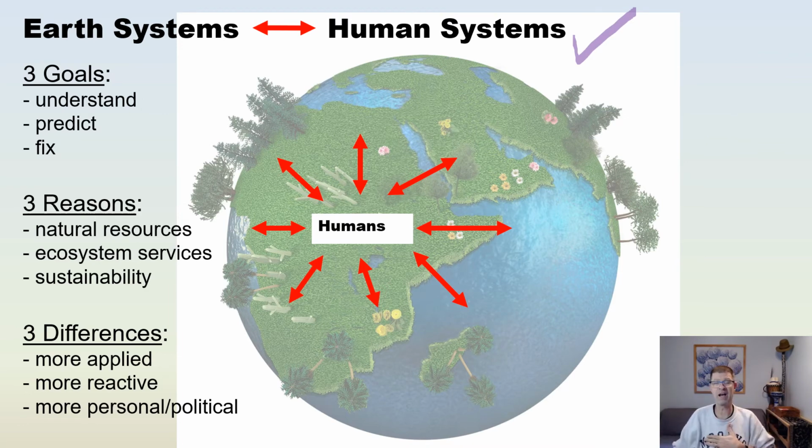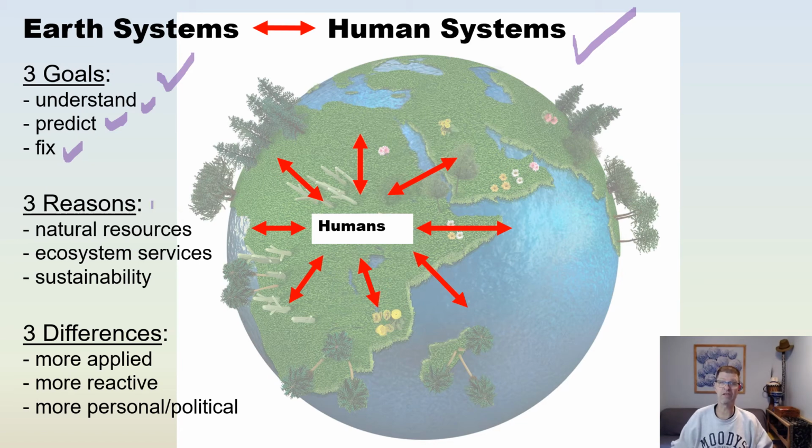And personally, I like things in threes, so I made 3 lists of 3 to kind of summarize how environmental science is different from maybe some of the other sciences that we focus on. There are 3 primary goals in environmental science: to understand this system interaction, to predict it, and to fix it if it's not working quite right. And we're doing a lot of that these days.